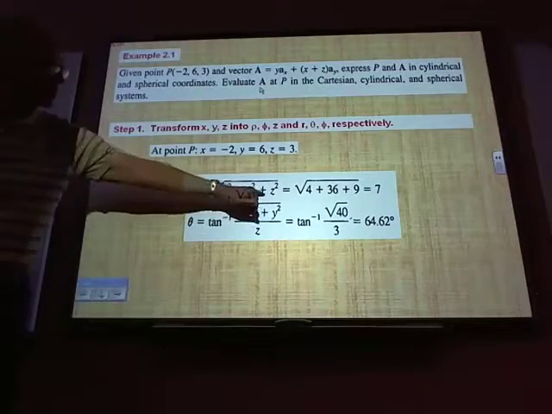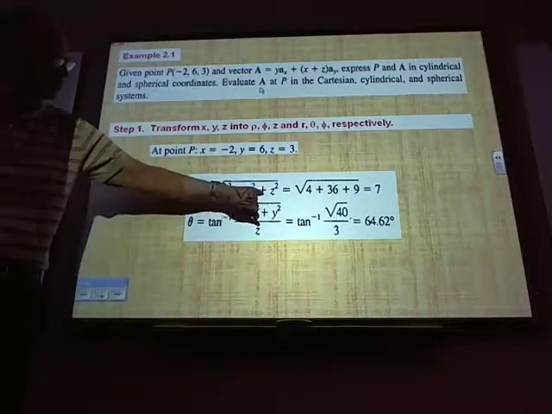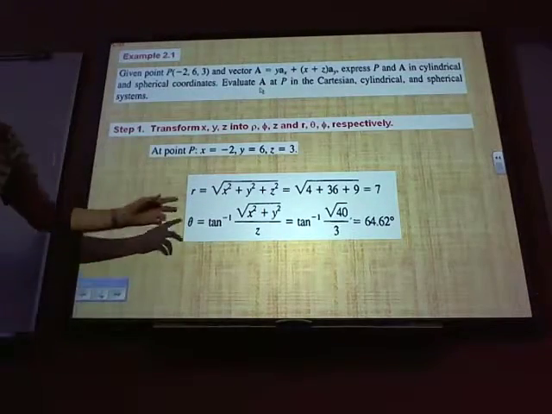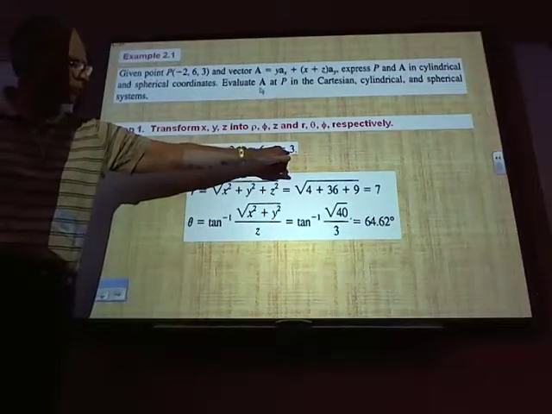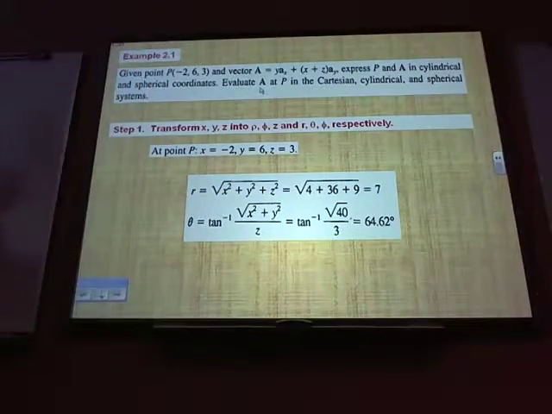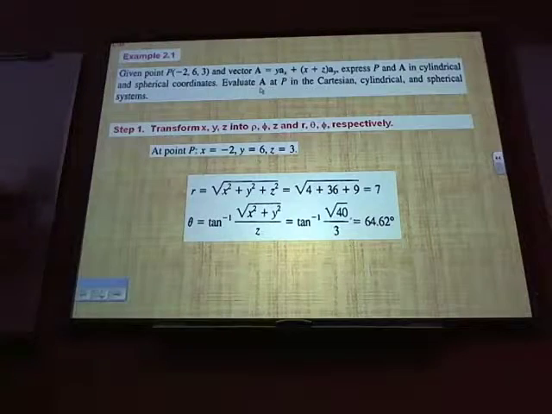Spherical coordinates, you've got to include all 3 points, the square root of x squared plus y squared plus z squared. And all I'm going to do this time in taking my square root is add that z term there, so it'll equal 9, and I'm going to add that in. I'll get a value of 7. Now I need 2 angles here. I need the angle theta.